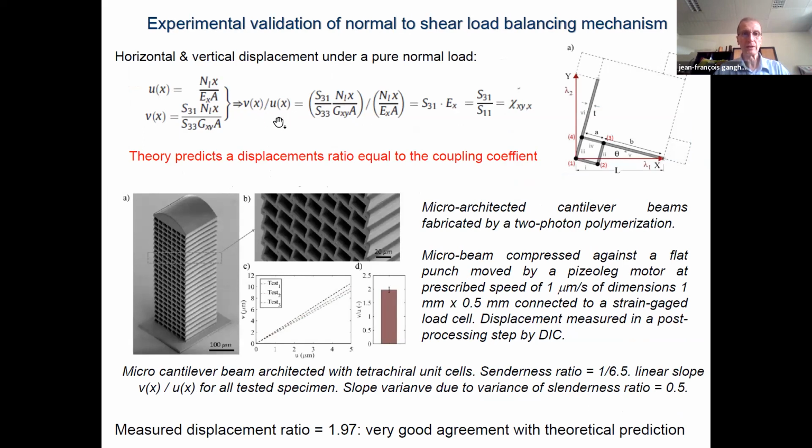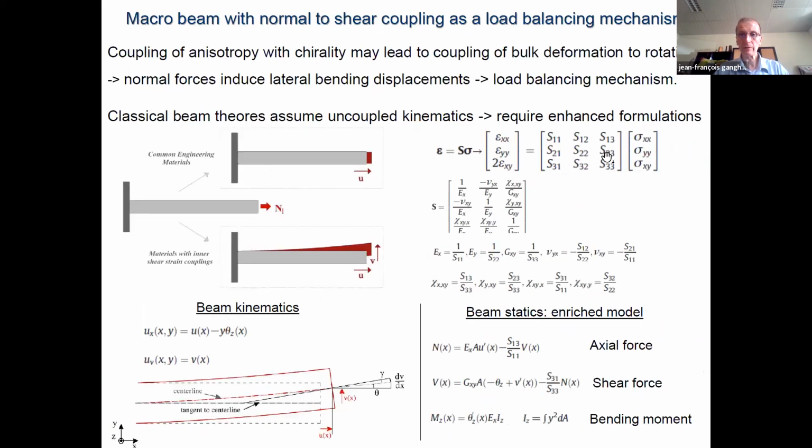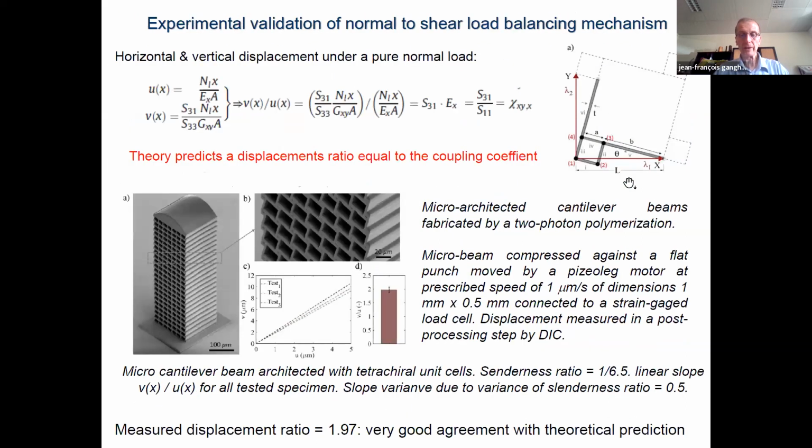So V of x divided by U of x is exactly, after some elementary computation, the coupling coefficient that you find in the third column in this position of this compliance matrix. And so we want to compare this with experiments.